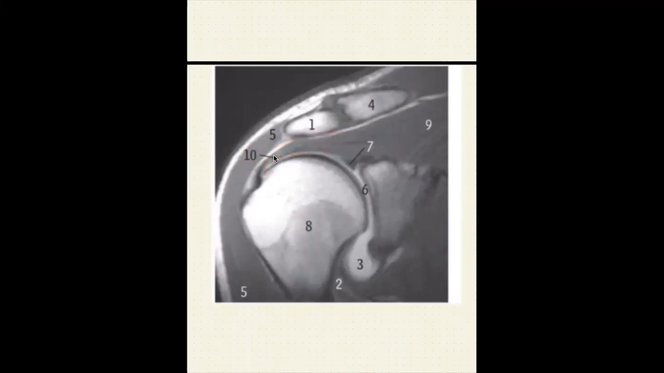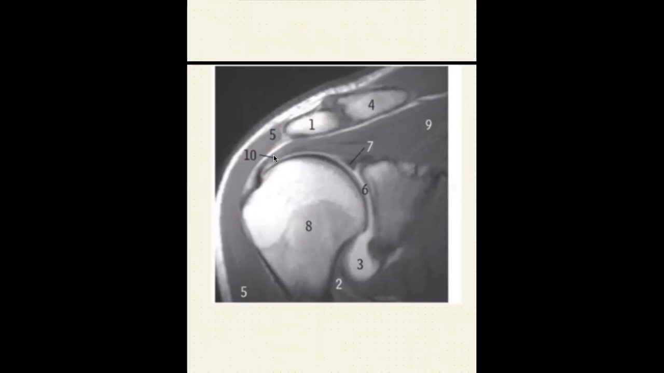Supraspinatus tendon. What is the function of the supraspinatus? It helps in abduction of the arm up to 15 degrees. Which muscle initiates the abduction of the arm? Supraspinatus initiates, 0 to 15. What is number 5? Deltoid. What is number 1? Acromion process.